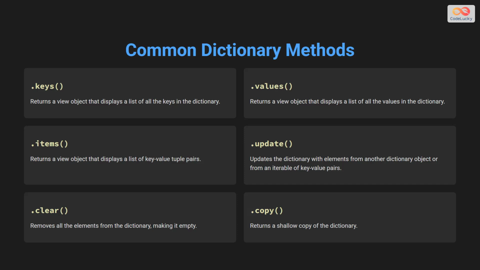Python provides several built-in methods to work with dictionaries efficiently. The keys, values, and items methods are your go-to for accessing different parts of the dictionary. The update method is great for merging two dictionaries. Clear will empty a dictionary completely, while copy creates a duplicate, which is essential when you want to modify a dictionary without affecting the original.